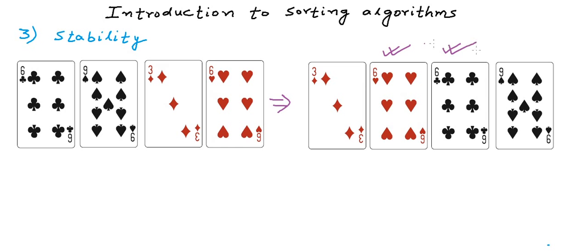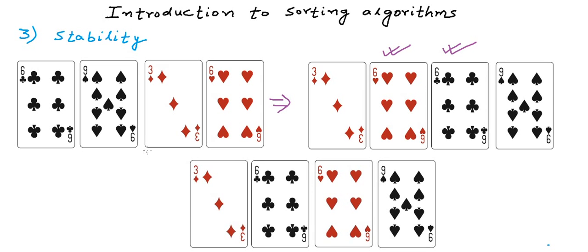A stable sorting algorithm, in the case of equality of key or the property upon which we are sorting, preserves the relative order of elements. So if the key is equal, if an element was coming before in the original list, it will also come before in the sorted list. A stable sorting algorithm guarantees that. So if we will use stable sorting algorithm, we will get this particular permutation where 6 of club will be before 6 of heart.